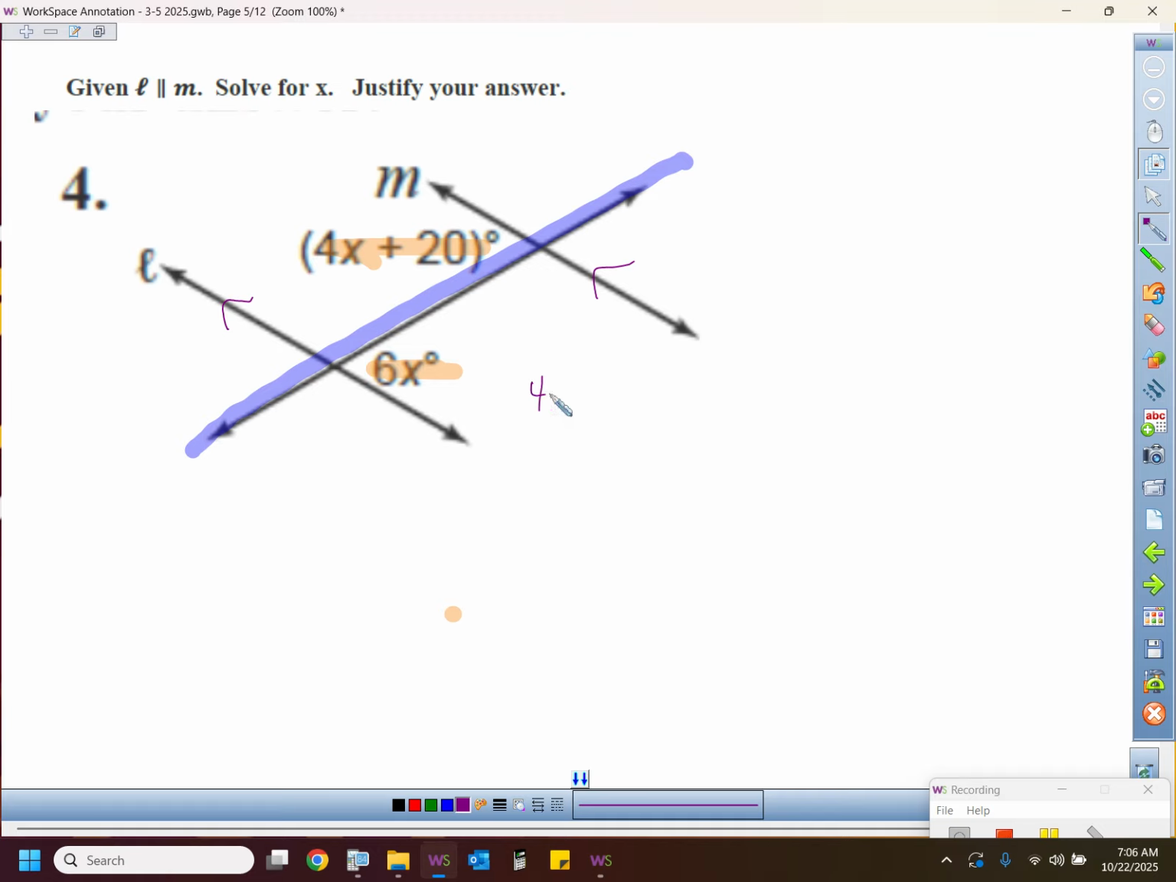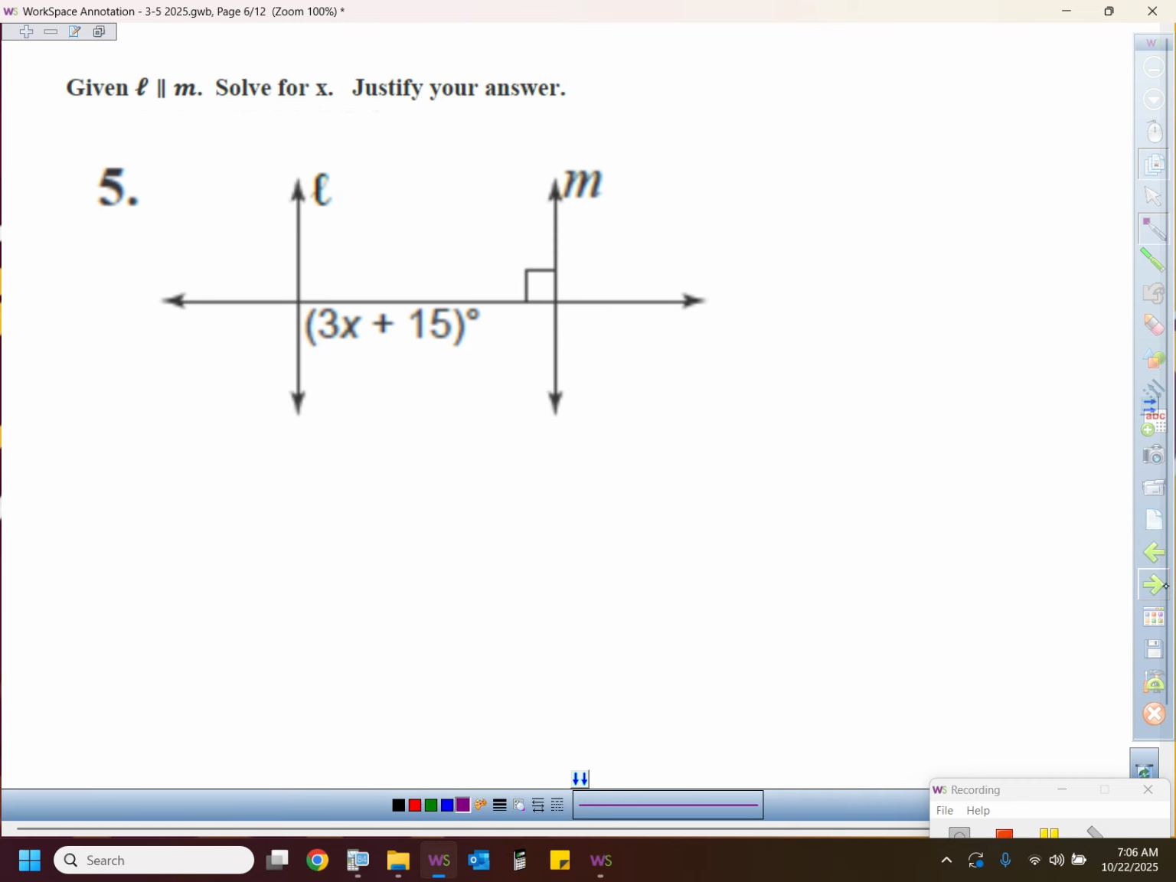We'll say 4x plus 20 equals 6x because they gave me parallel lines, and that implies that the alternate interior angles will be equal to each other. And then we'll just solve for x. So I'll subtract 4x over and then divide by 2. All right. So we'll try that one more time.